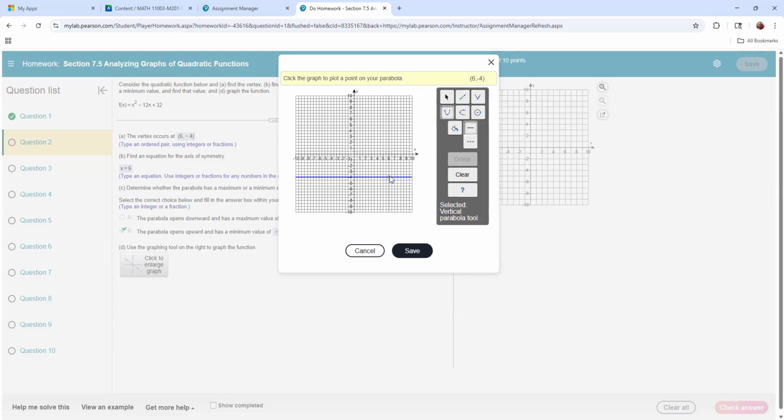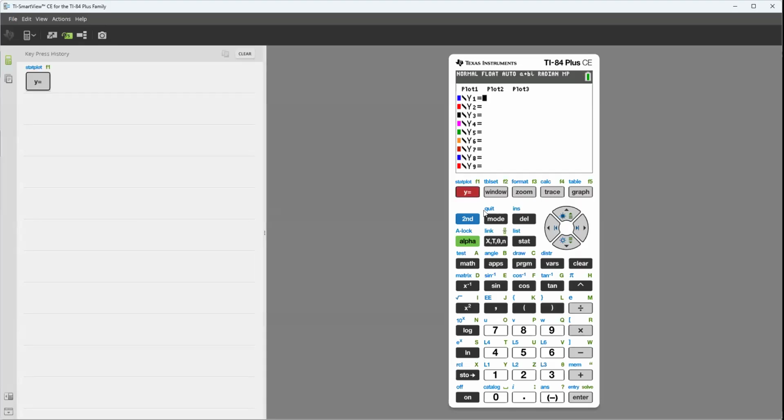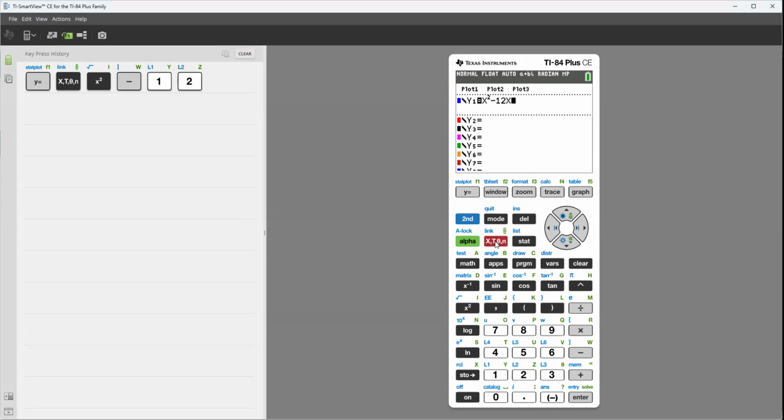Then it says plot a point on your parabola. So I got to put another point. So y'all, let me show you. On that one, you can find a second point however you want to. For me, the easiest way is to just go graph it. So this was x squared minus 12x plus 32. So let's look at what the graph will look like when we're done.